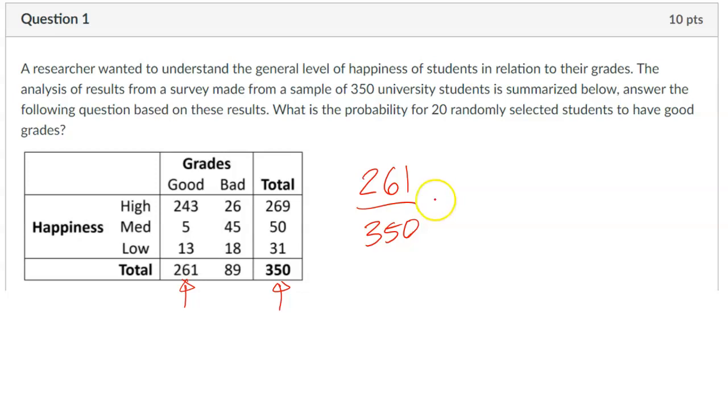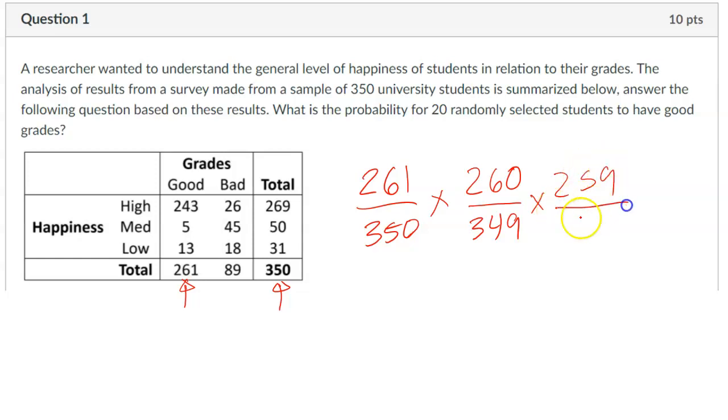Now, if we continue this logic, the probability for the second student you select to also have good grades is going to be 260 over 349. Why? Because you already took out one of the good students. So now you don't have 261 students with good grades, you only have 260, and in the total of students, instead of 350, now it is 349. If you continue that pattern 20 times to be exact, it will be very cumbersome and prone to error, and highly likely your calculator is going to explode before you are able to calculate that.